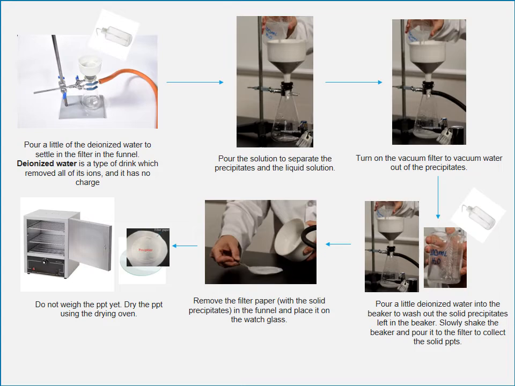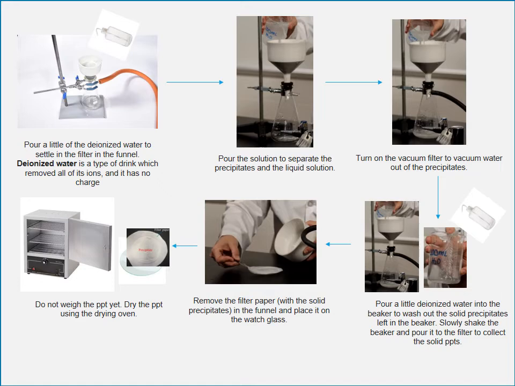So again, deionized water has no charge. We will add only a few drops, so that the filter paper will be able to settle into the funnel, and then pour the solution to separate the precipitates and the liquid solution. Okay, so the solutions that we have added, we have the metal ions, we have the water, and also the addition of our calcium chloride.